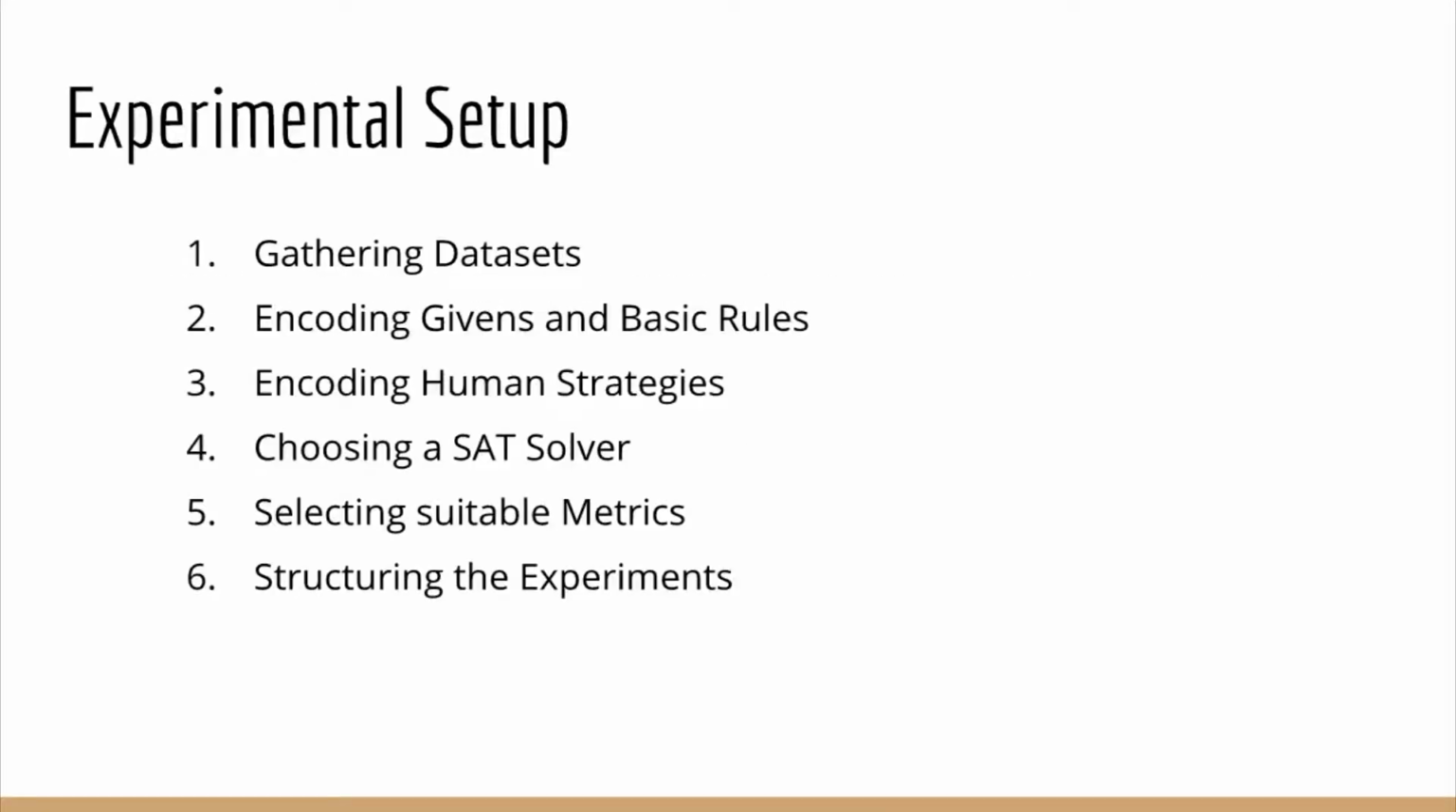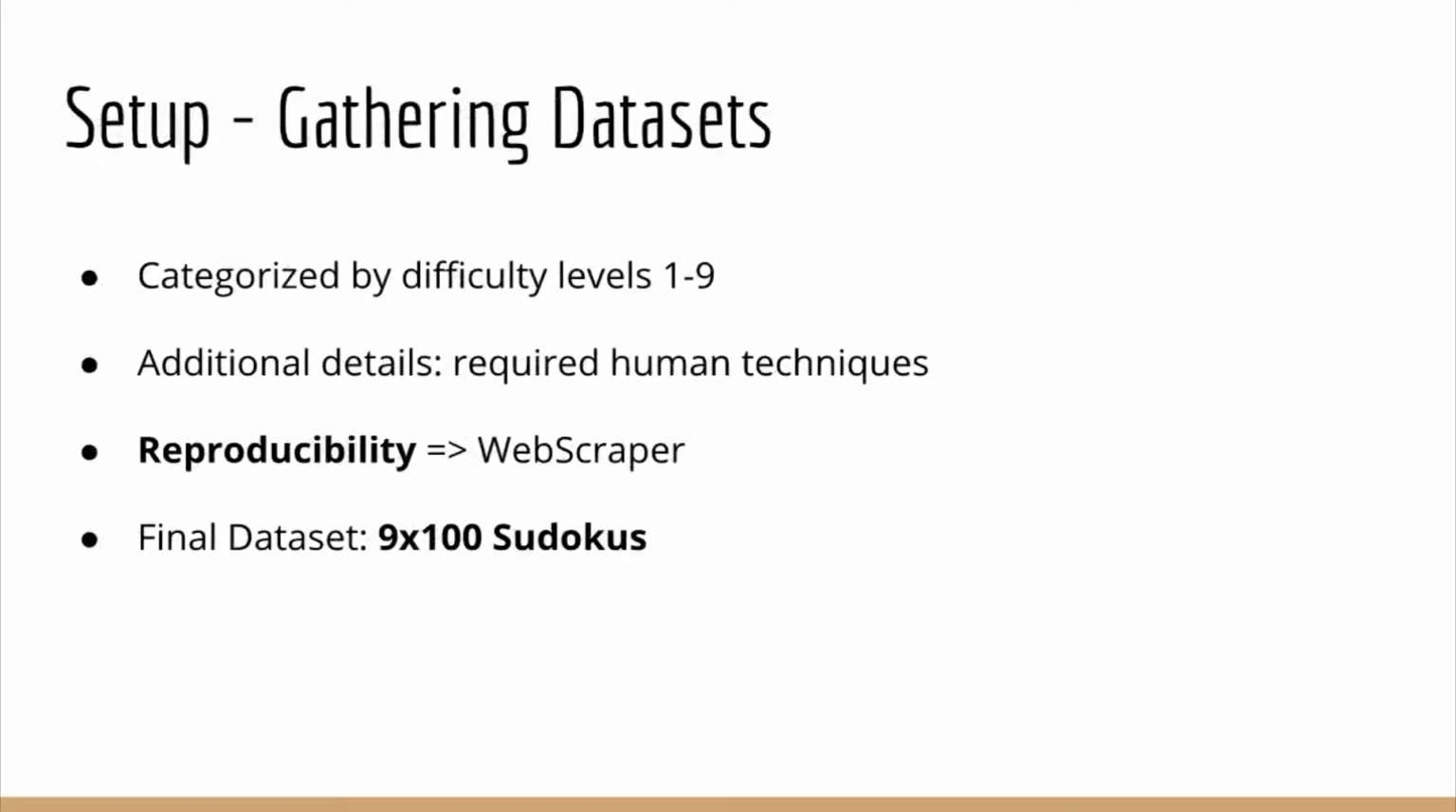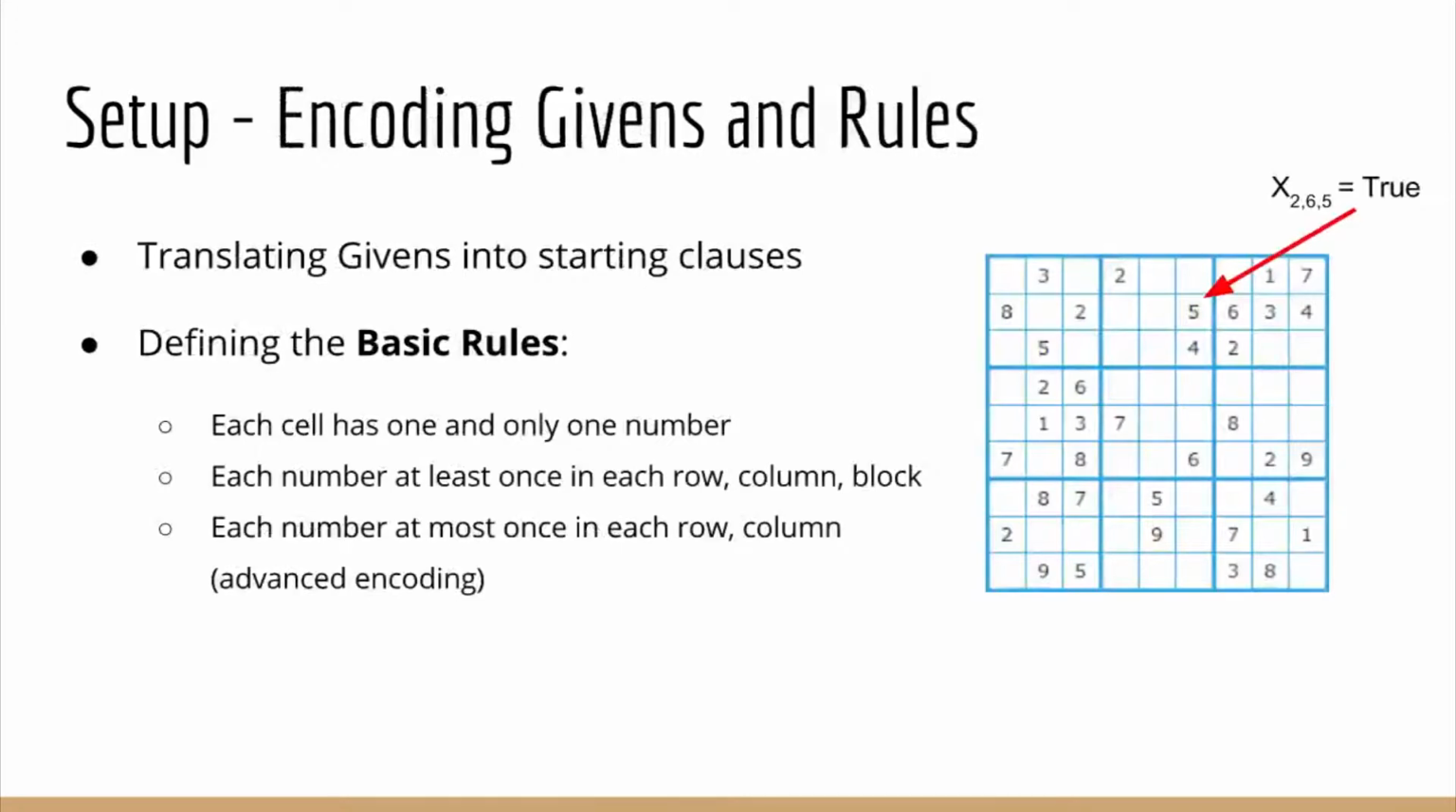In order to verify our hypothesis, we set up some experiments. First, we briefly present how we ran them. The first thing we did was to find a good dataset to run our experiments. For this purpose, we built a web scraper to download puzzles from an online website, which provided Sudokus classified in 9 different levels of difficulty. We gathered 100 examples for each of them, resulting in a final dataset of 900 Sudokus.